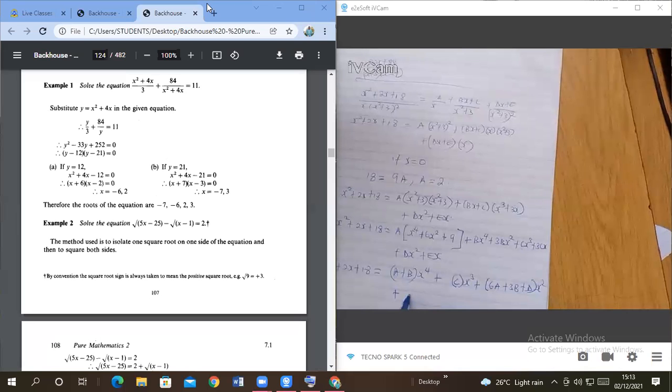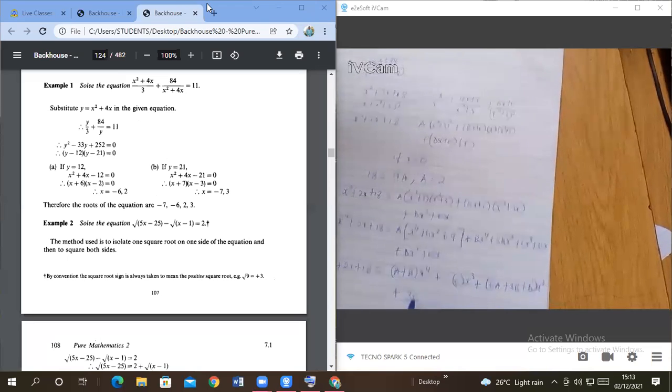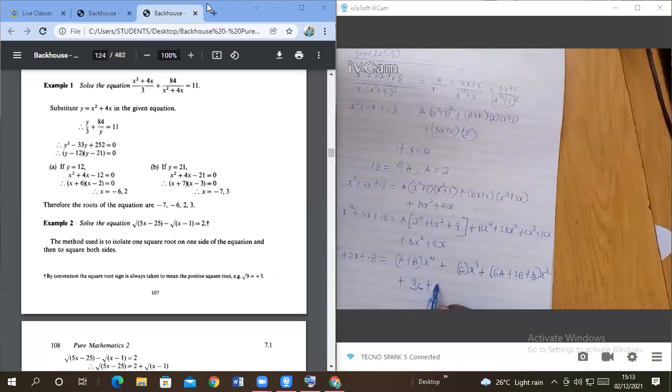In x, we shall have 3C plus E. 3C plus E, correct. And the constants, those without x, somebody said 9A, isn't it? I think it's the only one, right?